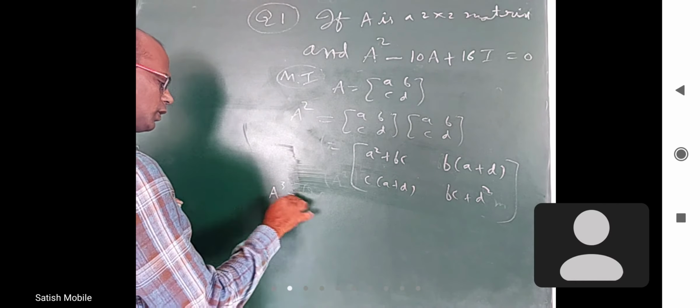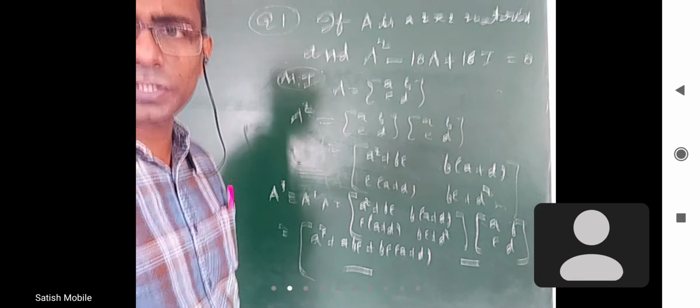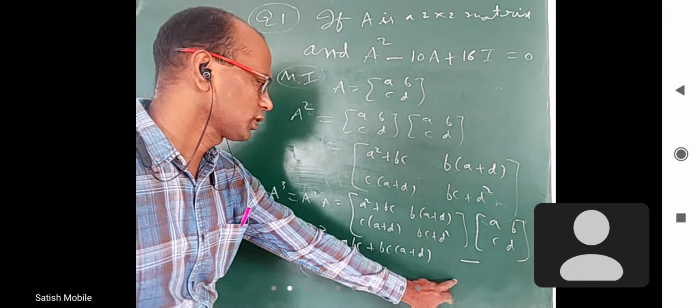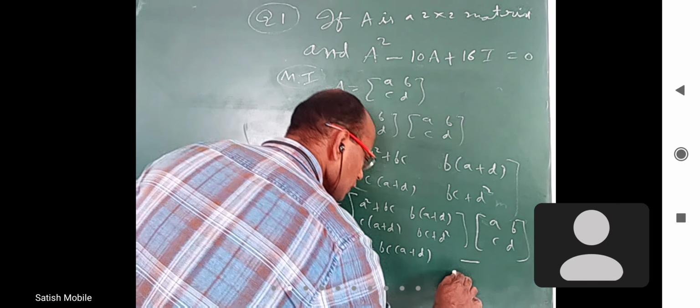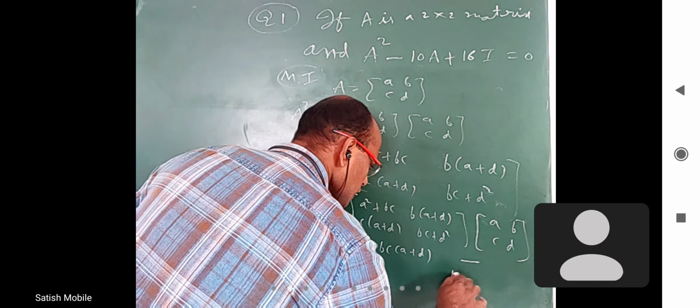What will I get? A cube plus ABC plus BC into A plus D. This into this, I don't have to write what this is, not important, because I am only interested in the trace. Let me write only this element, that is again BC into A plus D, and this is BCD plus D cube.